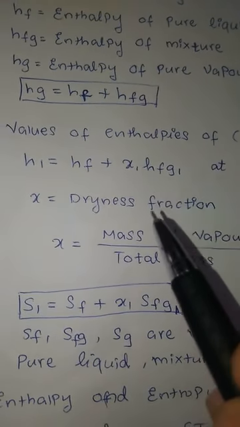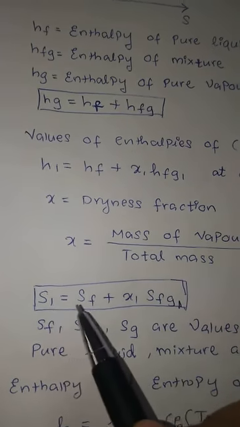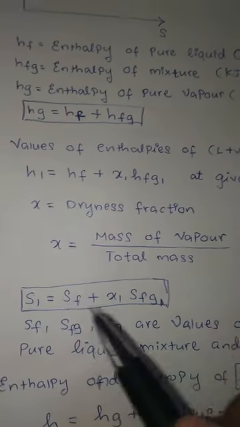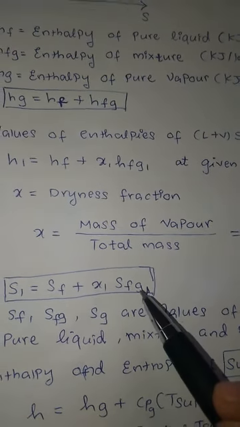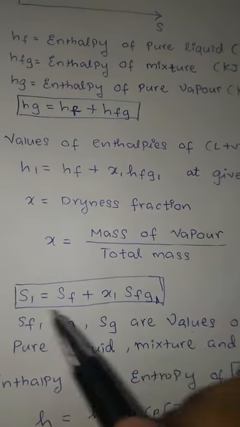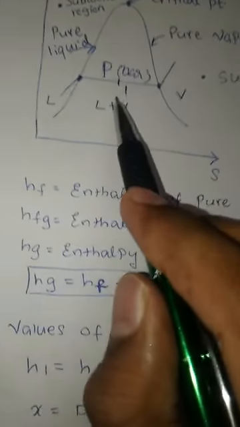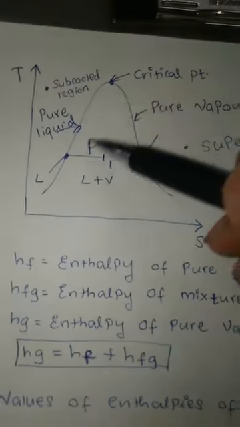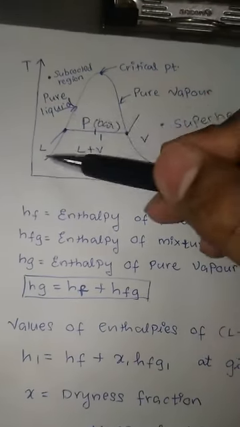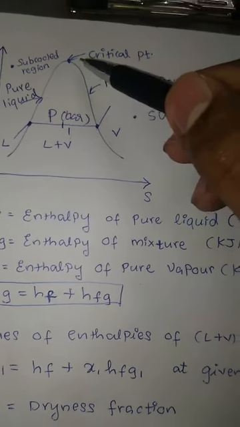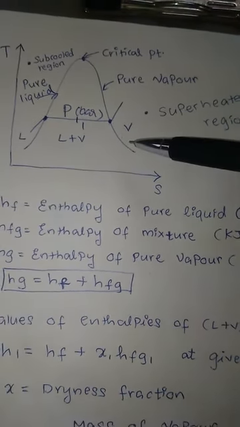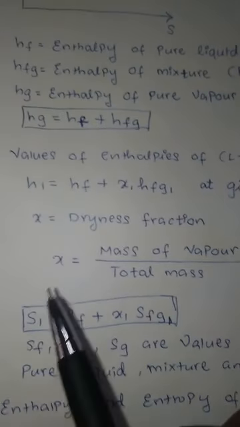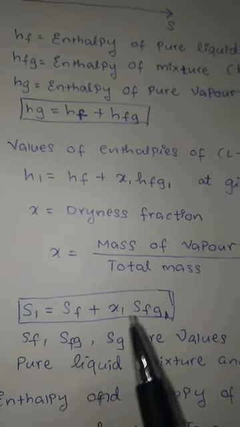Exactly on similar lines, for finding the entropy, s1 is equal to sf plus x1 sfg. sf is the specific entropy of the pure liquid, sfg is the specific entropy of the mixture, x is the dryness fraction, and s1 is the entropy at this point, which is to be found out. Also, if you have to find the entropy at the pure liquid point, simply look in sf. If you have to find the specific entropy in the pure vapor region, simply look in the sg column in the steam table, but in between use this formula, s is equal to sf plus x sfg.